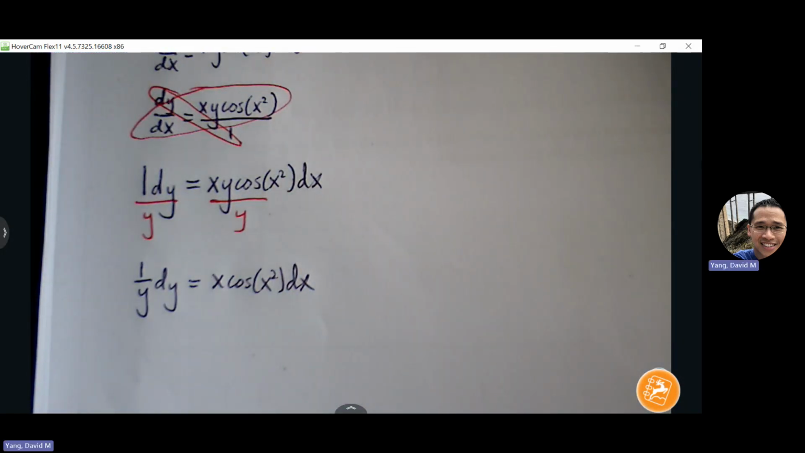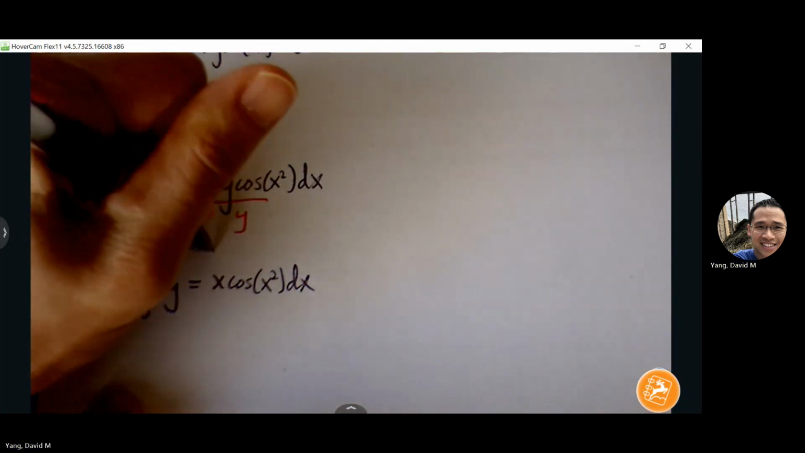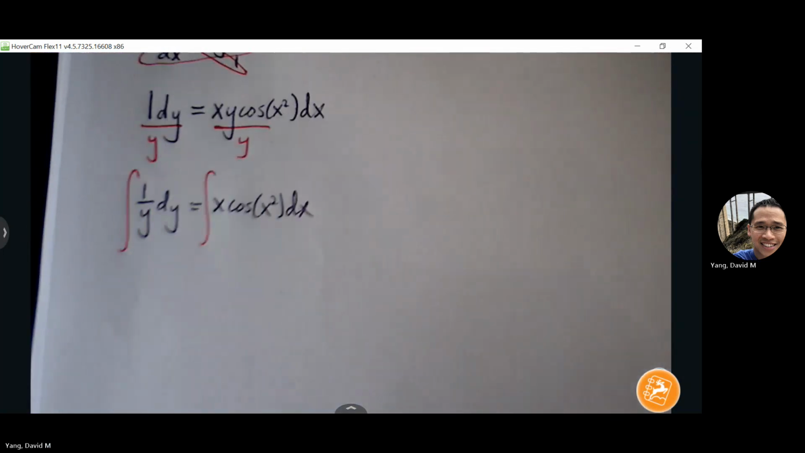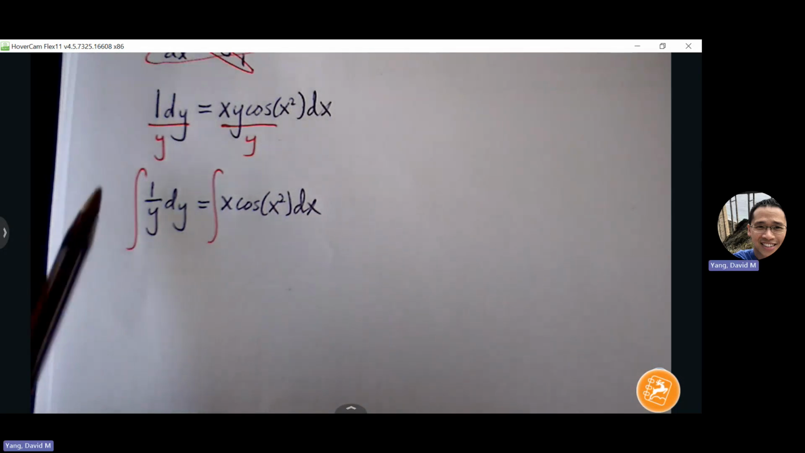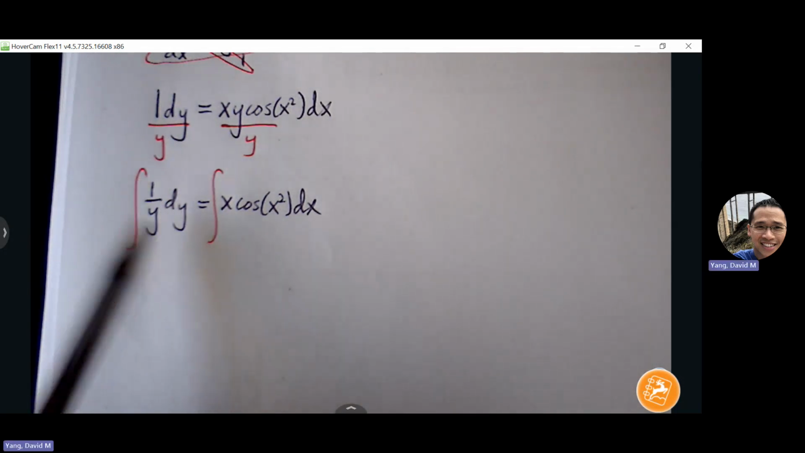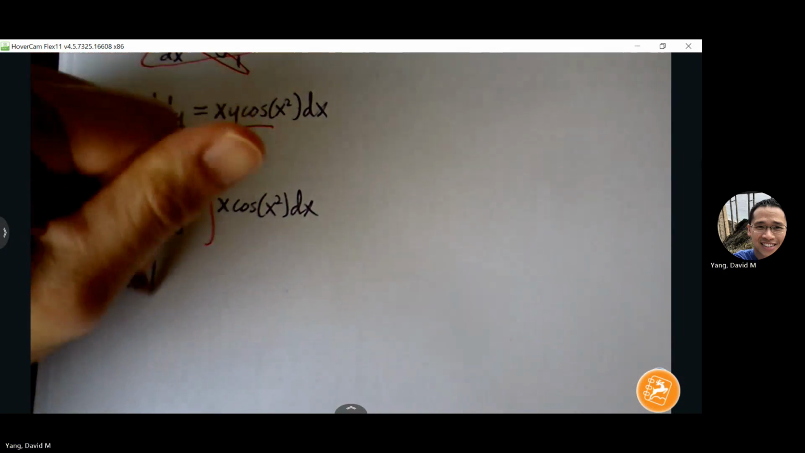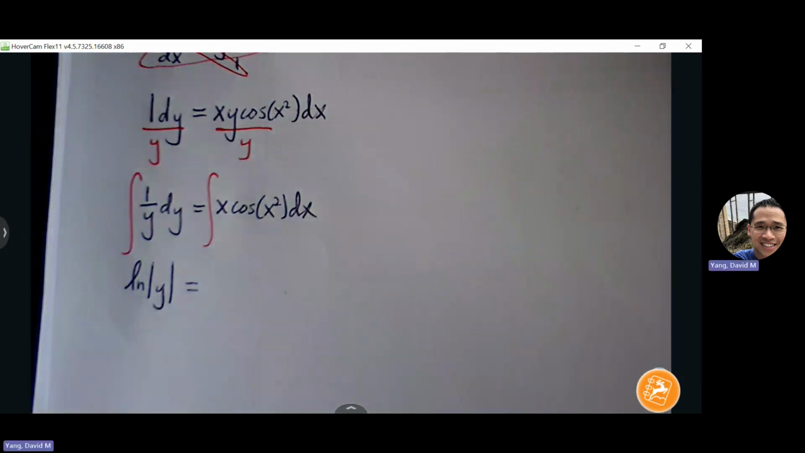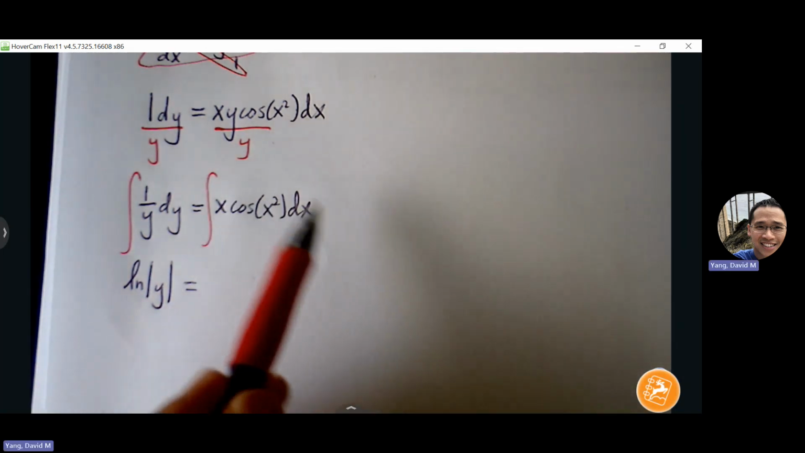Okay, so now do we have full separation of variables? Yes. Okay, so now we're ready for our calculus step. All right, left side, what's the rule here? Yeah, natural log absolute value of y. But the right side requires a little bit of what? Well, chain rule for derivatives. What's the integral version of chain rule? Use substitution, right? Use substitution.